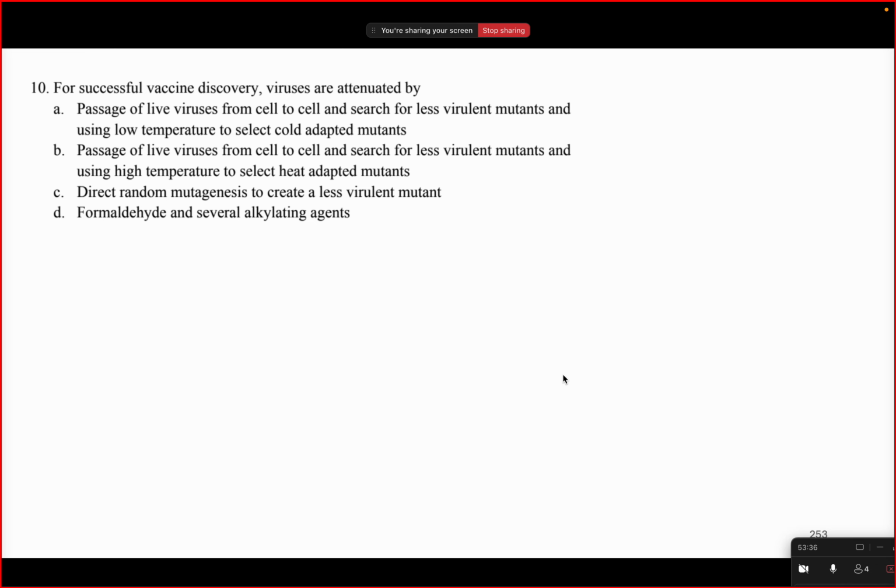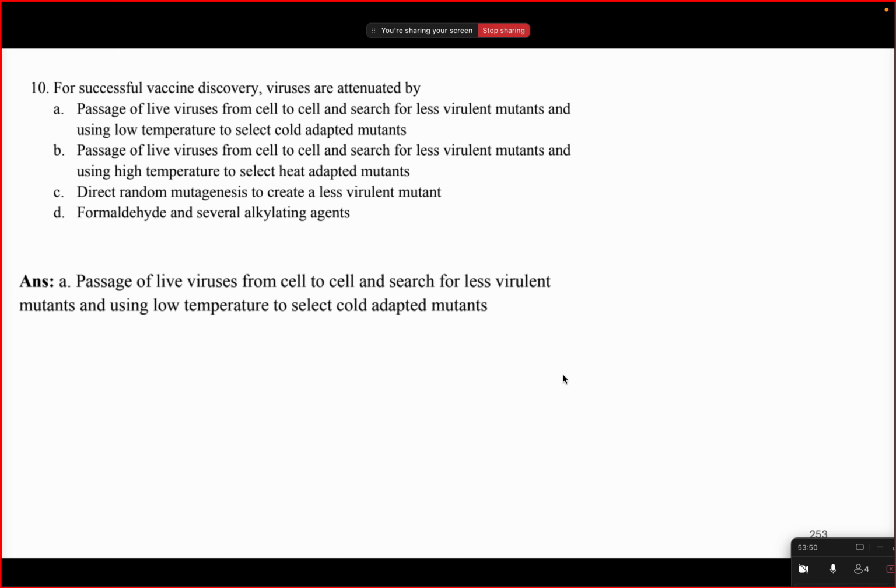Direct random mutagenesis to create a less virulent mutant. Formaldehyde and several alkylating agents. The answer is A. Passage of live viruses from cell to cell and search for less virulent mutant and using low temperatures to select cold adapted mutants.